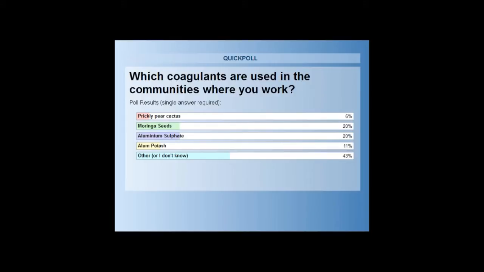Right, a little bit of everything, it seems, with predominantly other or I don't know. So it seems that only a small amount of respondents use or are aware of any form of coagulant being used.